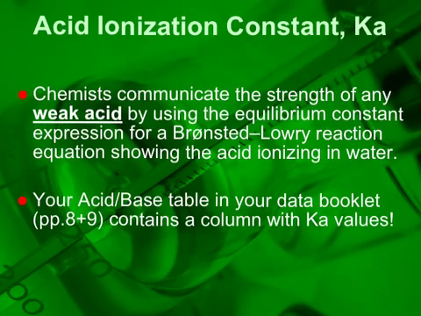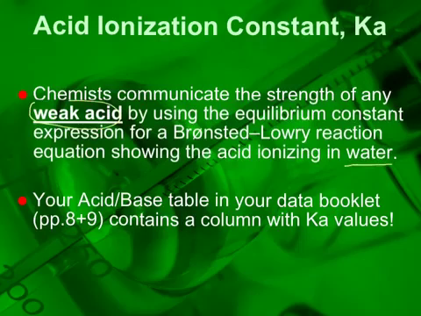Now chemists have determined the equilibrium expression for the forward reaction, that is, the reaction of the weak acid with water. In your acid-base table in your data booklet, you will find a column on the far right with Ka values. You will notice that it is ranked in decreasing order. The strongest acid, the largest K, is at the top, whereas the smallest K is at the bottom.